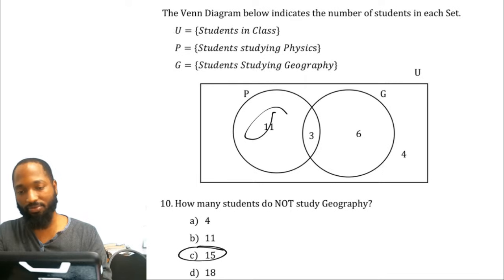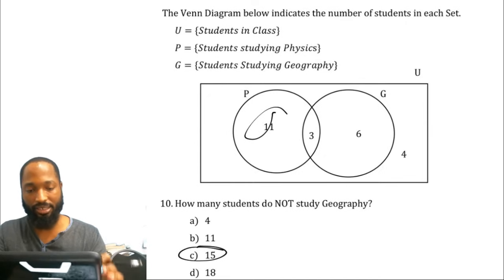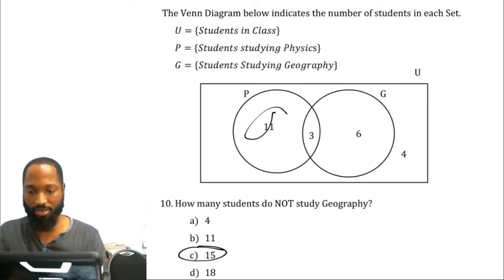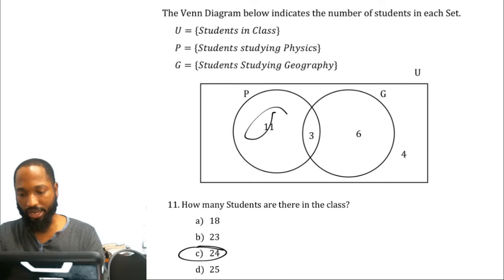Using the same Venn diagram. How many students are there in the class? Let's see if I can just overlay this question here. Boom. How many students are there in the class?